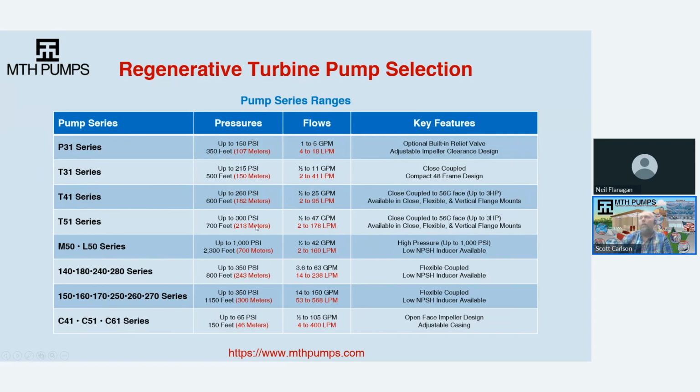And they have a variety of ranges that basically make it so that we can pump anywhere from a half a gallon a minute up to about 150 gallons a minute with our bigger pumps. But our pressures, we can go all the way up to 1,000 PSI with some of our pumps.